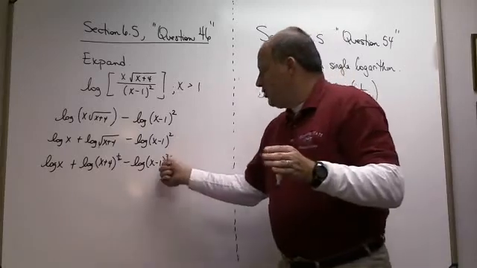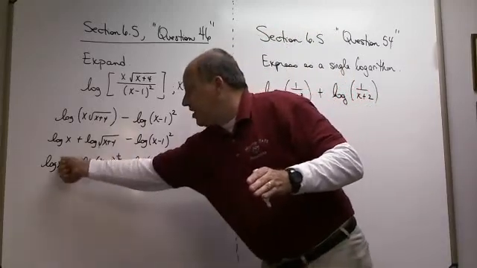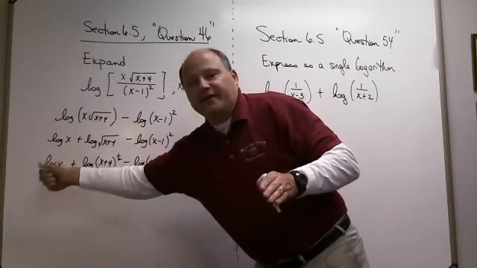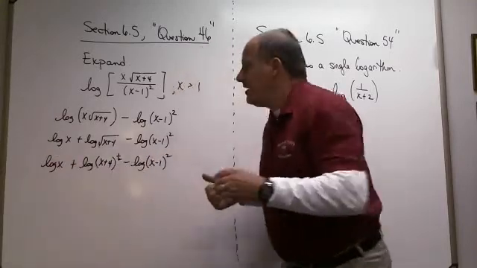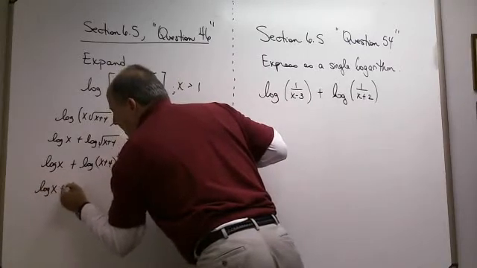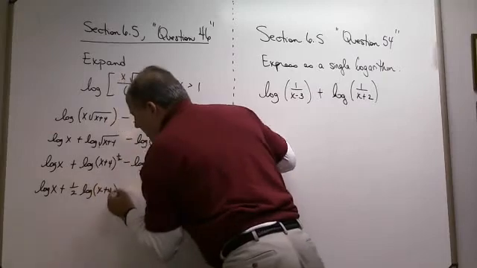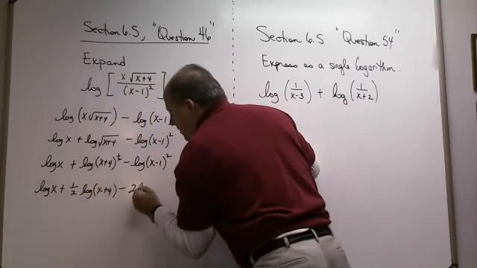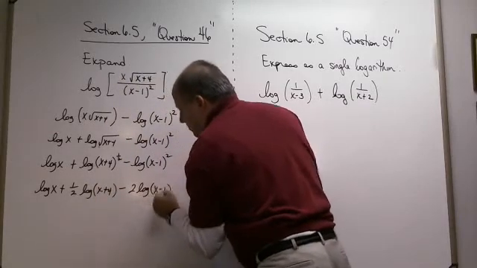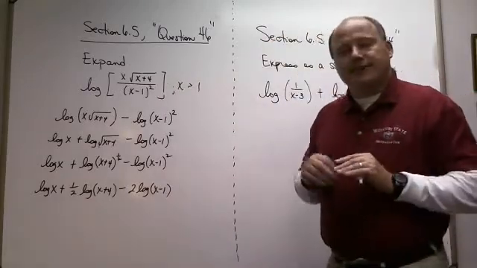So in other words, the 2 can be written in front, the 1/2 can be put in the front of it. Now this one's other than 1, so if you put the 1 in the front, it really doesn't change anything anyway. So the final answer would be the log of x plus 1/2 times the log of x plus 4 minus 2 times the log of x minus 1.